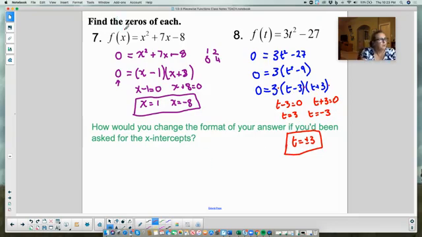Now the question asks for zeros. How would you rewrite that if the question had said, tell me your x-intercepts? Well, x-intercepts are a point on a graph. They don't just have an x value, they have a y value. So if I wanted x-intercepts, this would be x is 1, y is 0. This would be x is -8, y is 0. You're doing exactly the same math, but read the question to get the format of your answer correct. X-intercepts are points, zeros are a value that x equals.